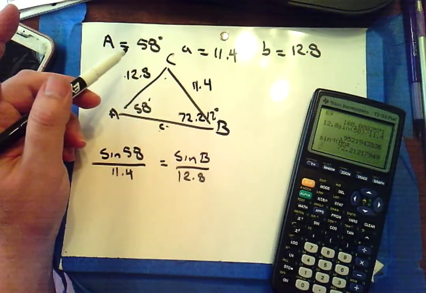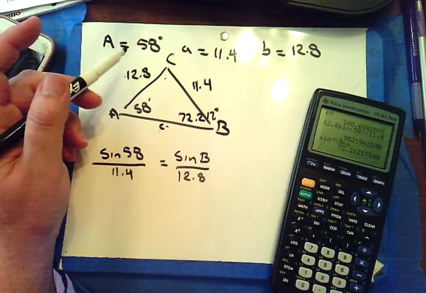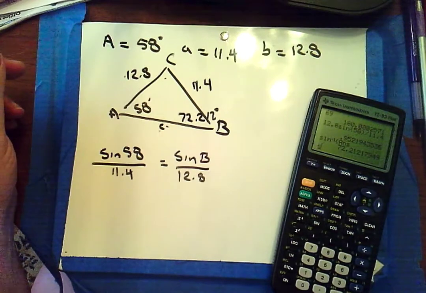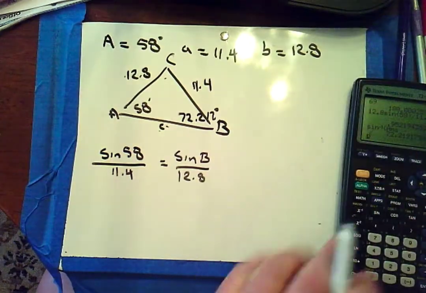Okay, so I've got that one, and I still need to find these two pieces. But I remember that this is a law of sines problem. And one of the things that happens when people start doing law of sines problems is they forget to check for a second solution. So I'm going to check now for a second solution.